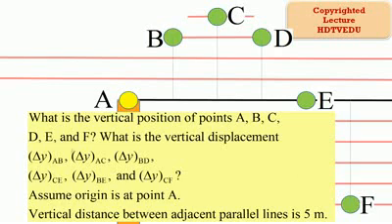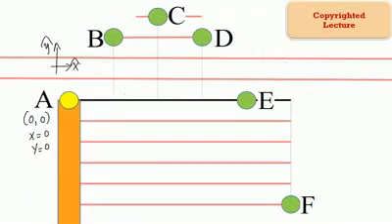What is the vertical displacement between points A and B, between points A and C, between points B and D, between points C and E, between points B and E, and between C and F? The distance between these two parallel lines is 5 meters. At point A, x equals 0, y equals 0. X with a hat, direction. Y with a hat, direction.